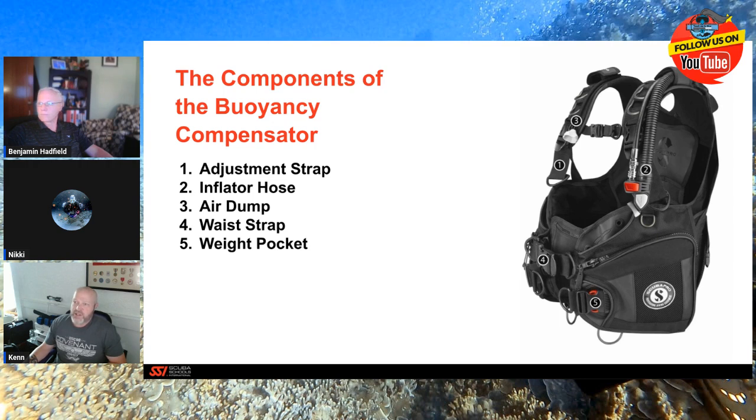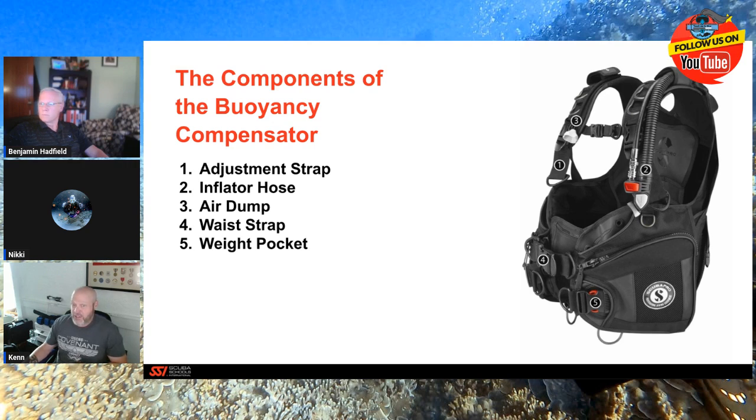So number two is your inflator hose. So you've got your inflate button and your dump button, and you can see here that you've got a hose hooked to the first stage of your regulator. Number three is a dump valve. So you can dump all the air out of your BC.